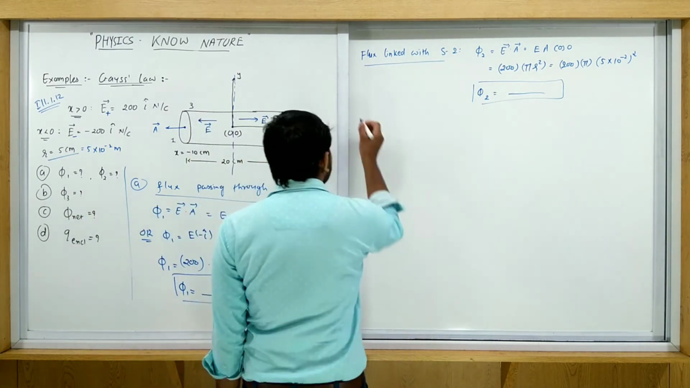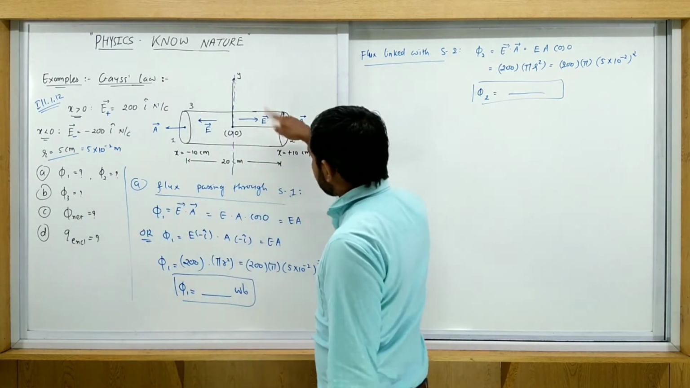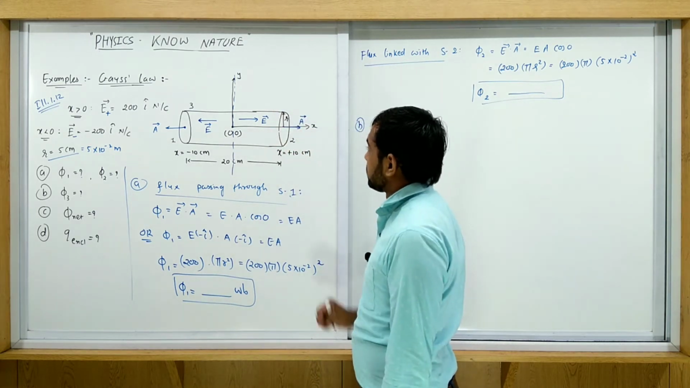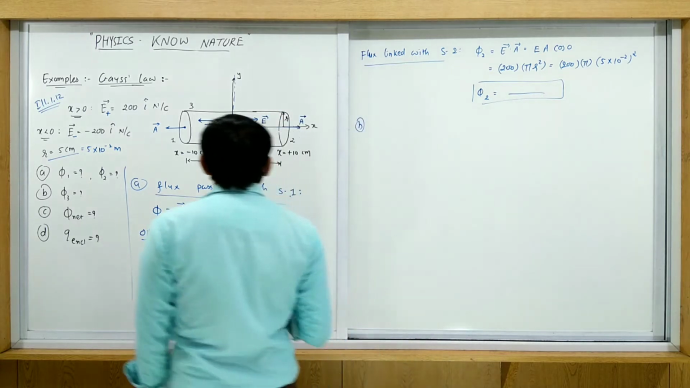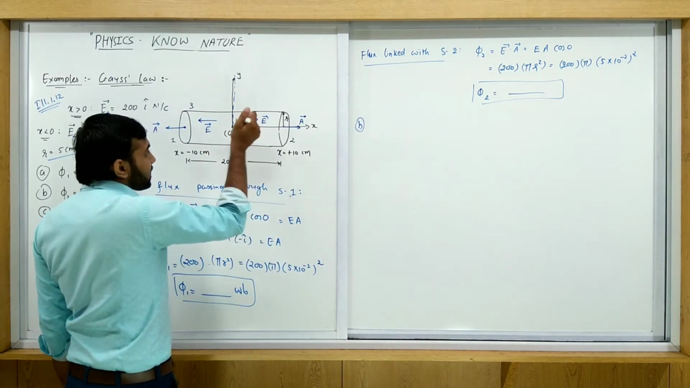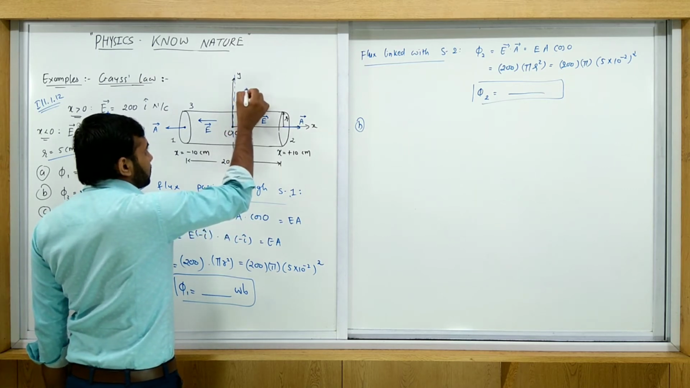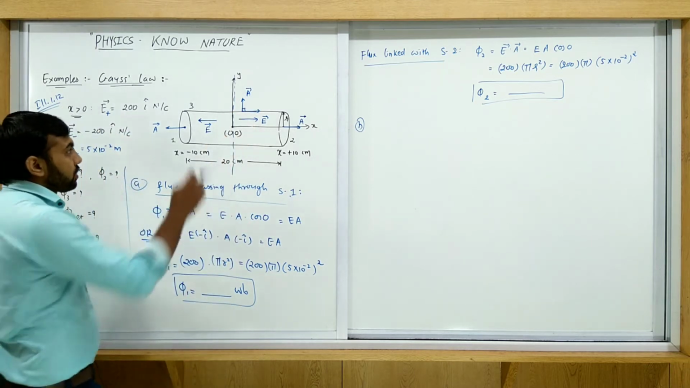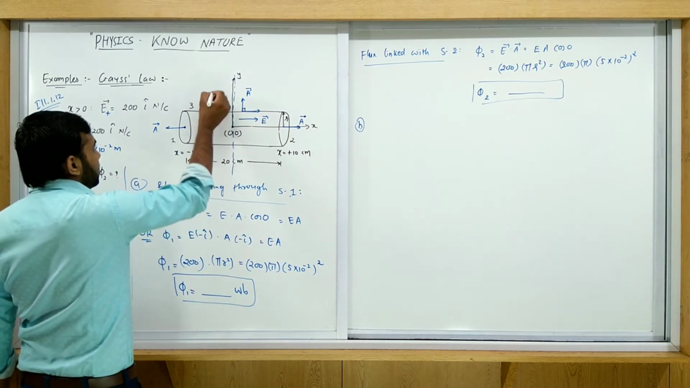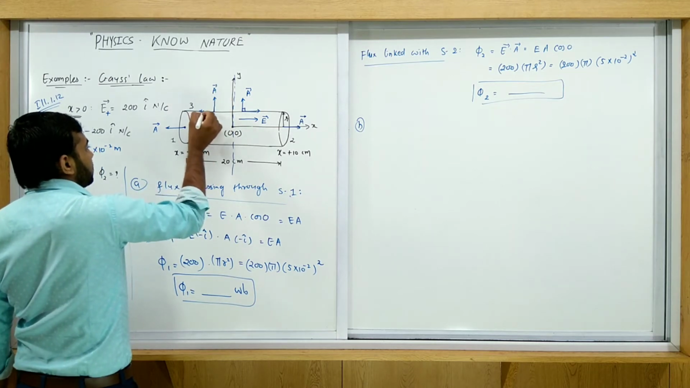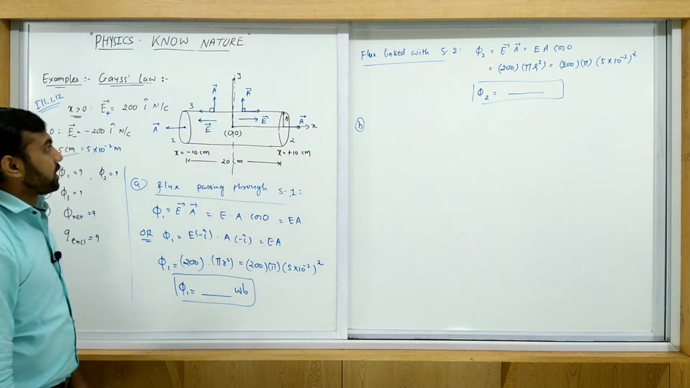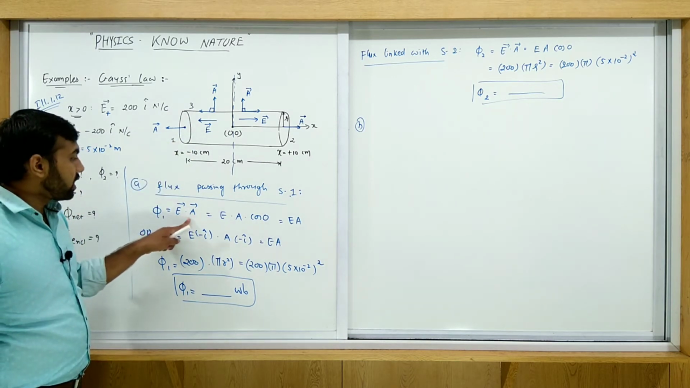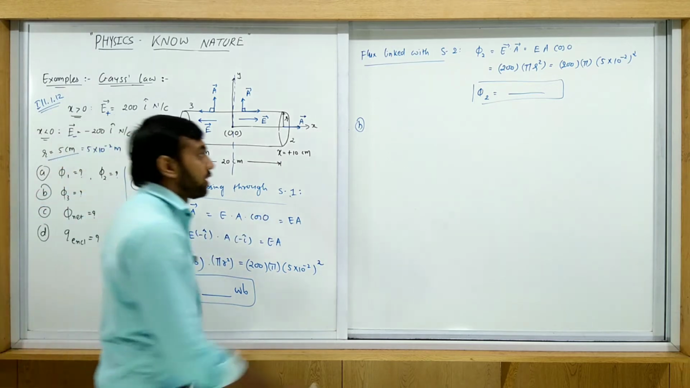Now B. Flux linked with this circular face, say the cylindrical surface. If you consider the cylindrical surface, the electric field here is towards the right hand side, and the area vector is somewhere here. Then what is the angle? 90 degrees. If you consider this side, then the area vector is somewhere here and the electric field somewhere here. Again, what is the angle? 90 degrees. So here the angle is 90 degrees. For the equation E dot A, EA cos 90 is 0. So the flux is also 0.